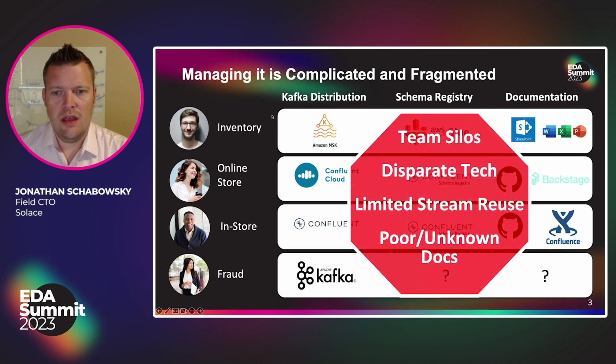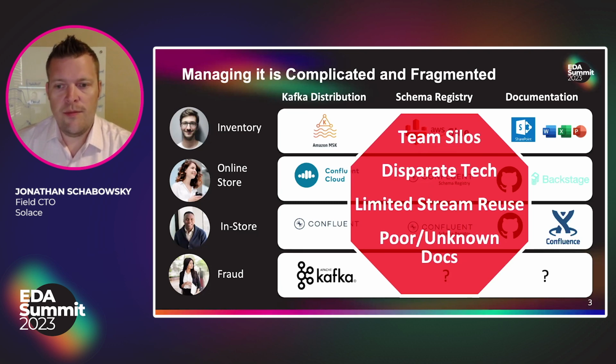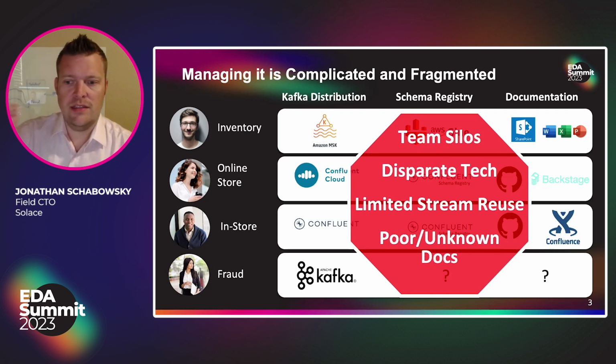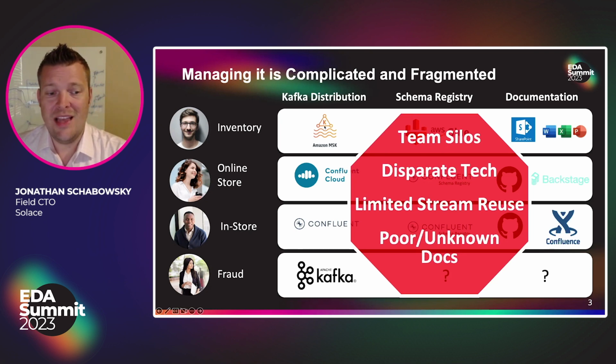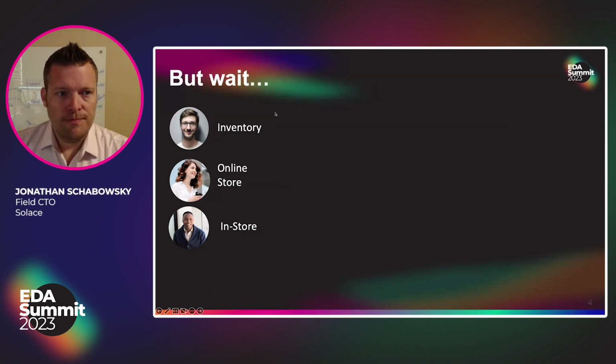Essentially, we have a bunch of different team silos that exist within the enterprise using disparate Kafka technologies. There's limited stream reuse because they don't really know about each other's streaming data because of all of these siloed documentation stores. That has created poor and unknown documentation across the teams. And in some cases, the documentation is even poor within teams because the documents get stale over time as things evolve. I know myself, when I worked in industry, I tended to forget to update my documentation, much to the aggravation of other team members.